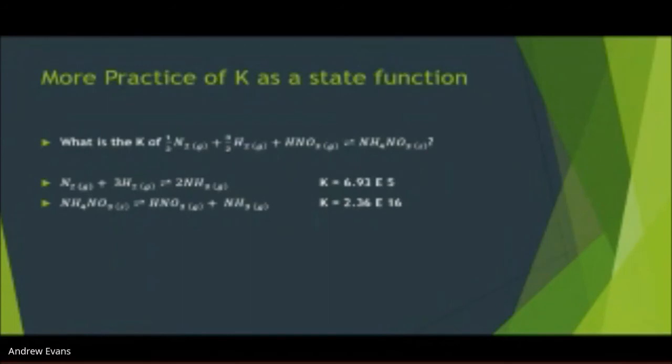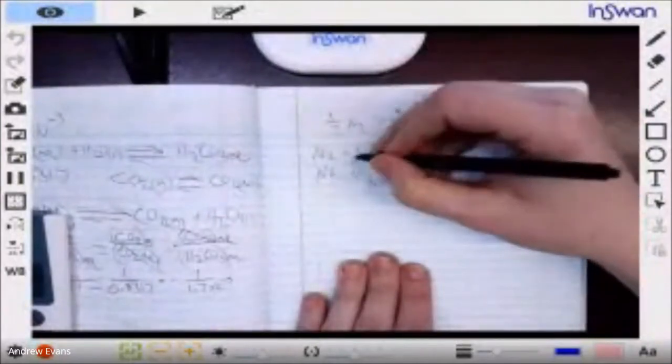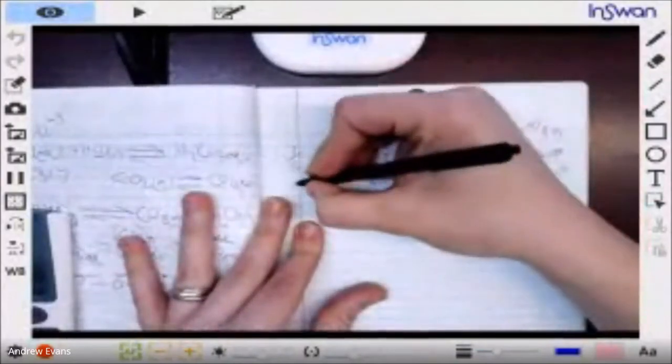And ammonium nitrate decomposes to nitric acid and ammonia at a K of 2.36 times 10 to the 16th. So looking at that, what two reactions would we have to use? Well, one, we have to flip that guy around. Two, we have to take that guy by a factor of 1/2, and the other by -1.